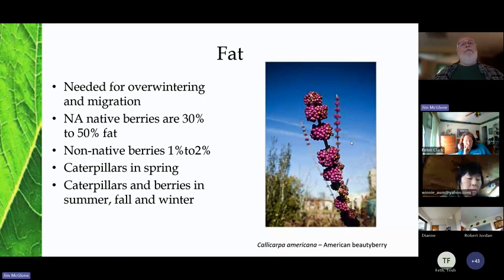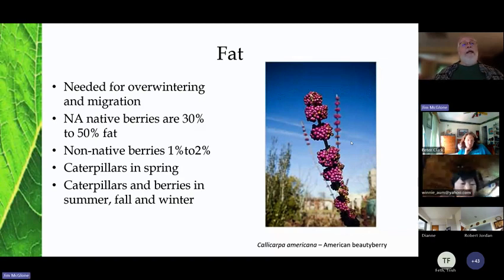For North American native plants, the berries tend to have a 30 to 50% fat content, whereas non-native berries tend to be 1 to 2%. And that means that the birds that are relying on the berries, these are particularly our neotropical migrants heading south, because that's when they're feeding on the berries, don't have enough energy to get across the Gulf of Mexico to their North or South American wintering grounds, and they're falling into the Gulf.